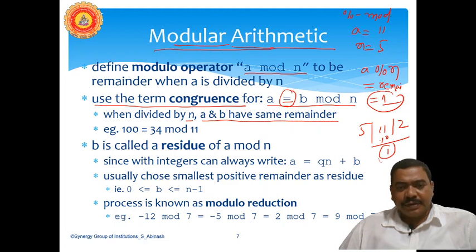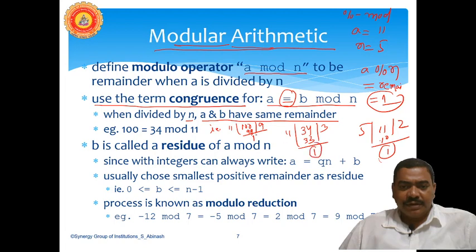So use the term congruence. A is congruent to B mod n means that when divided by n, A and B have the same remainder. Let's say, for example, 100 is congruent to 34 mod 11. That means 100 mod 11, the remainder is 1. And 34 divided by 11, also the remainder is 1.